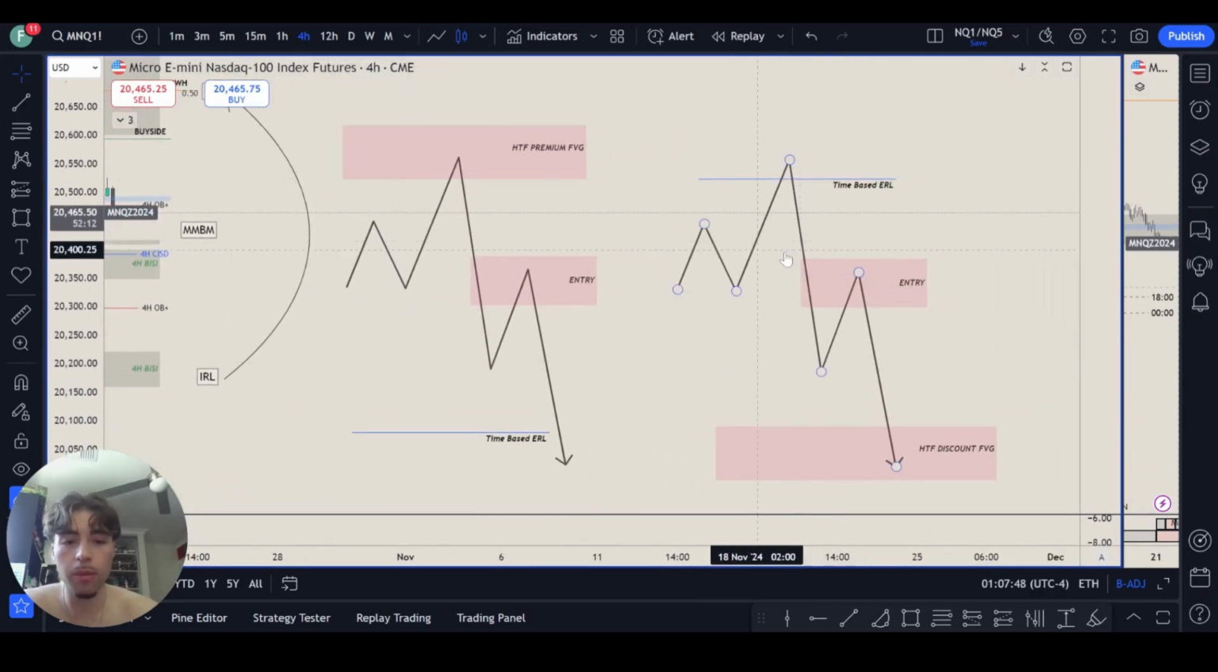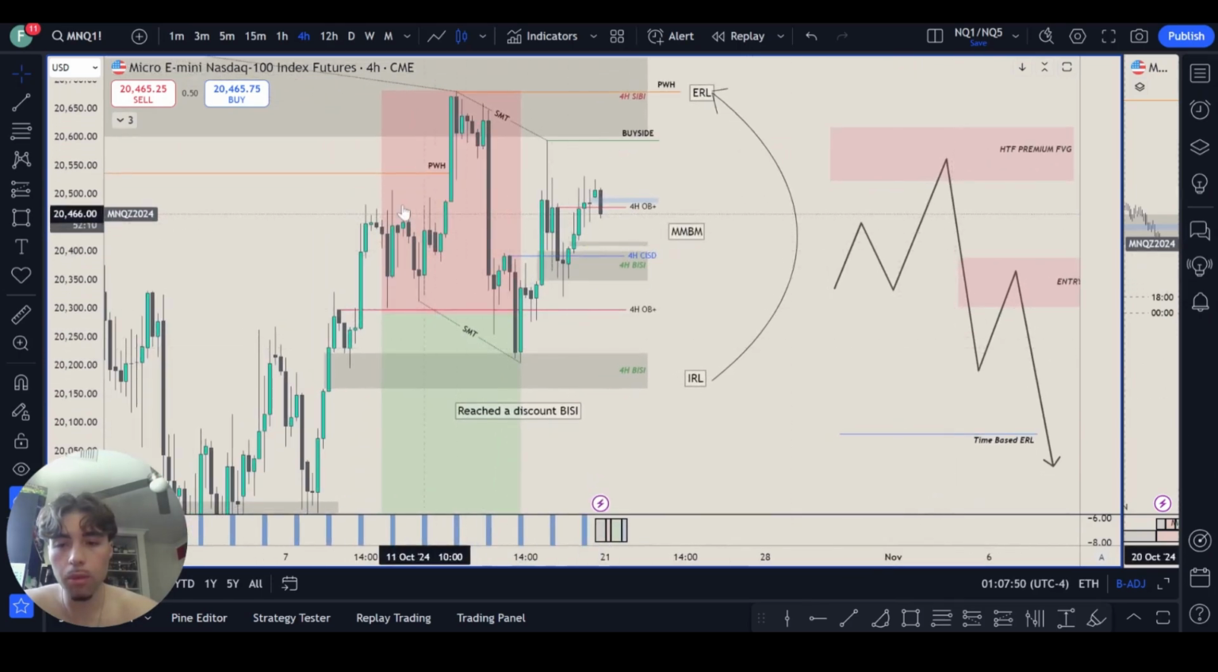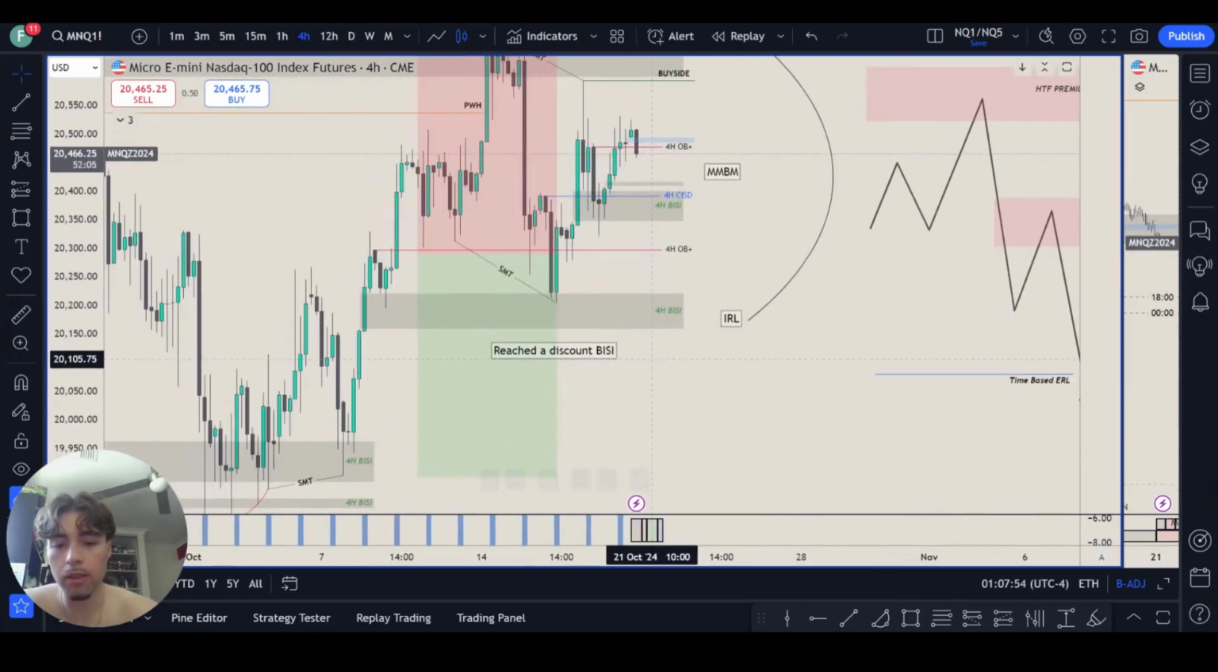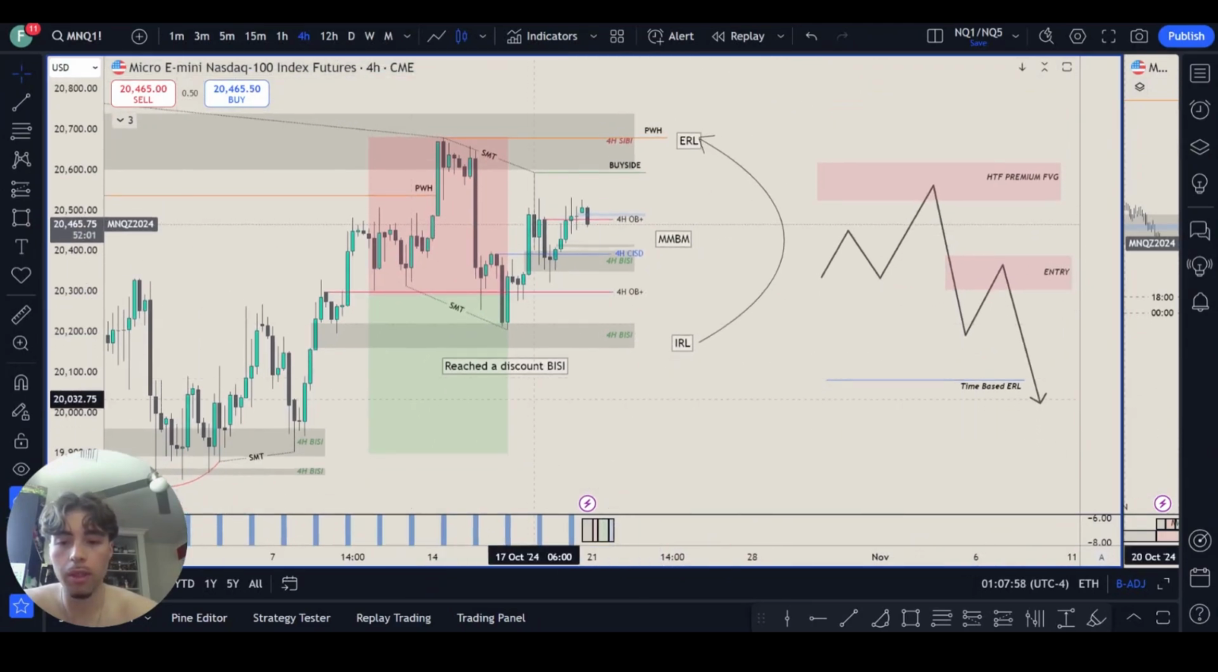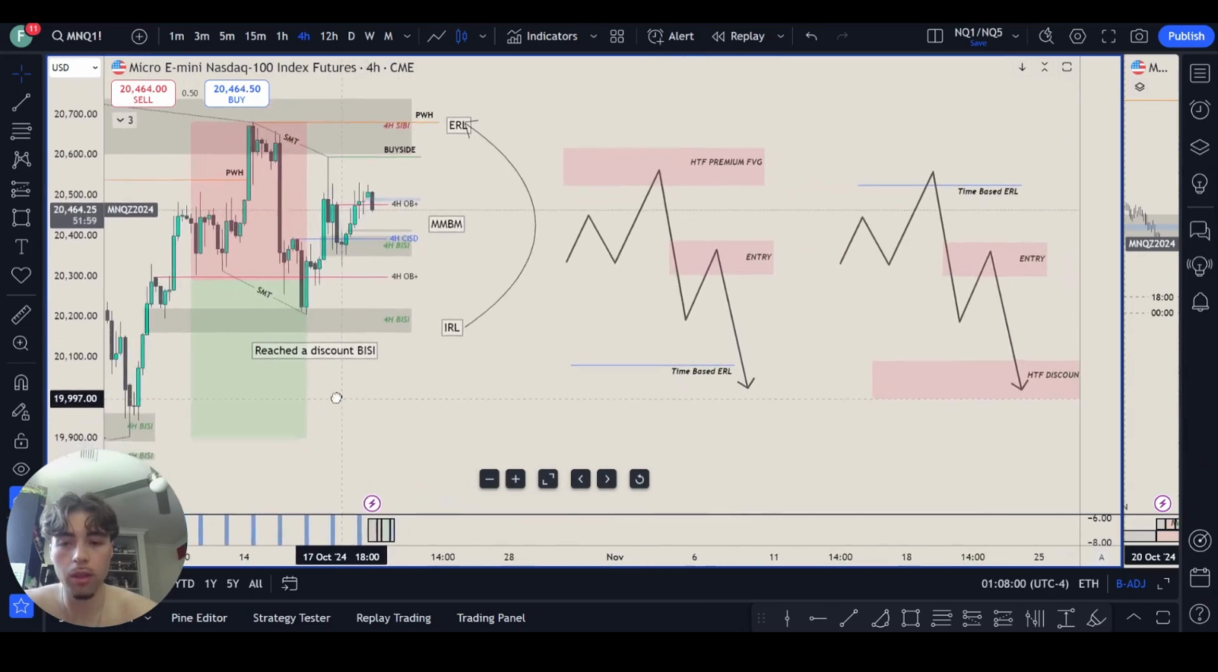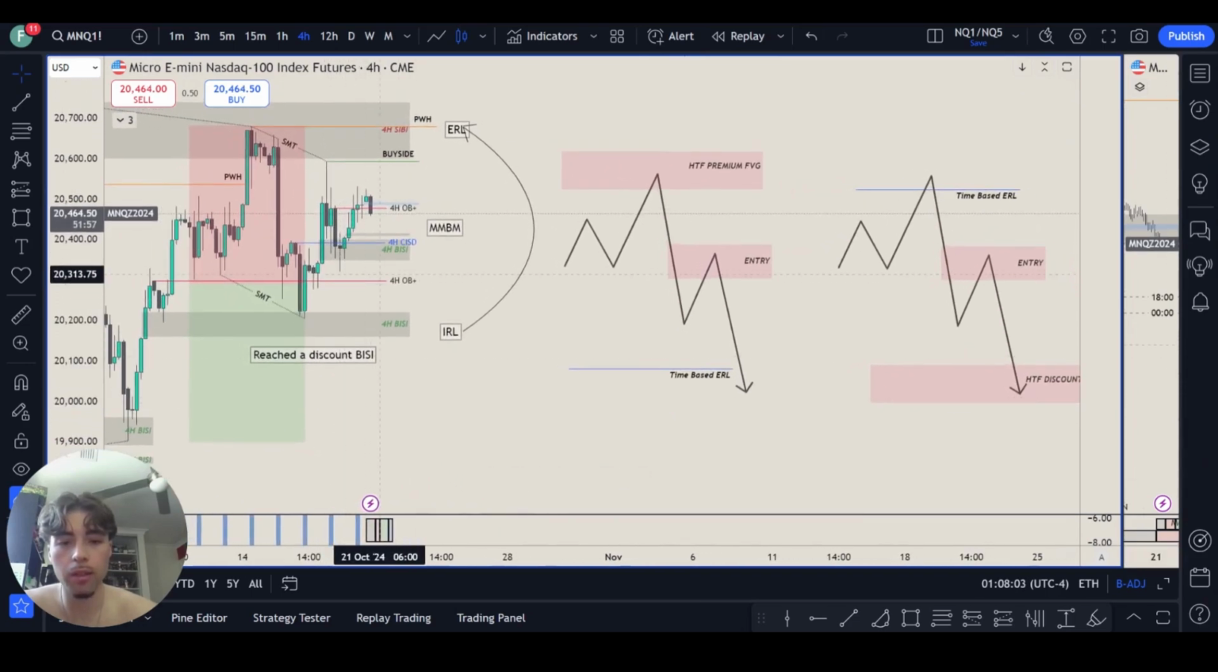So you can see this framework happened right here. Price takes out previous week high, displaces lower, and we rebalance to a discounted BSE right here. So I mean, just look at the two. You can see how incredibly accurate that is.